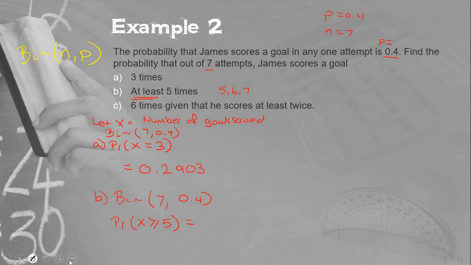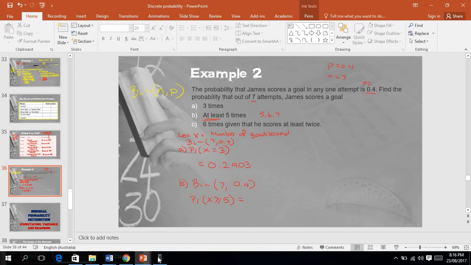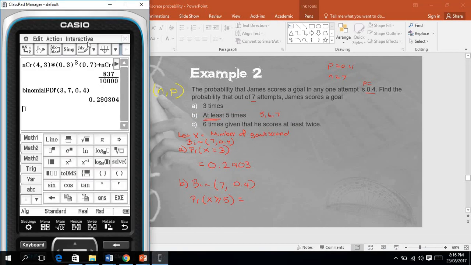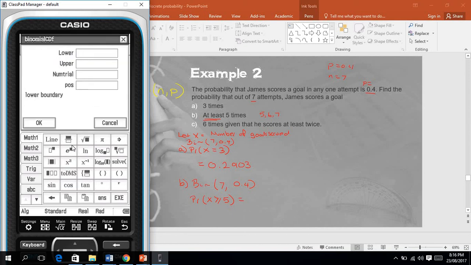Once again, we do it directly in the calculator. So once again, we get our calculator up and we go to interactive, distribution, discrete. This time we want binomial CDF. Our lower value, what is the smallest value of x we can have? Our smallest value of x is going to be 5. Upper, what is our biggest possible x value?